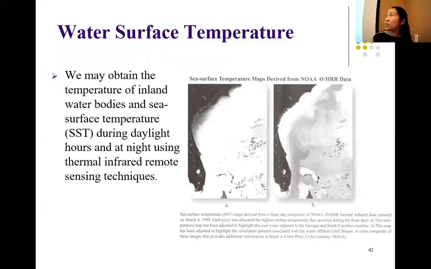So the other application for water-related mapping using remote sensing is water surface temperature. As you can see in this map, a lot of time we can see from the NOAA data set global-wide sea surface temperature and also land surface temperature. So this is one of the applications of using the thermal infrared sensor to sense both the temperature on the water surface and land area.